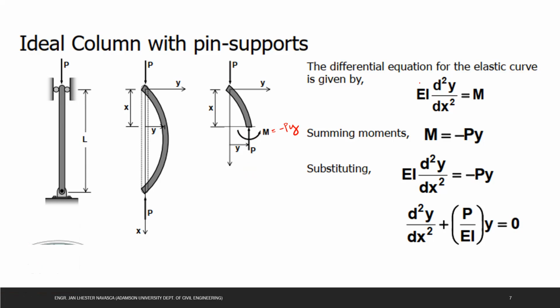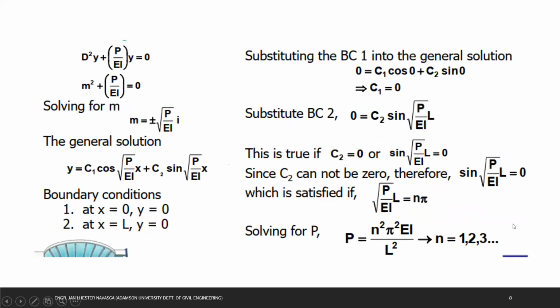Then by strength of materials, your EI d squared y over dx squared is your M, or your moment. And the summing moments is equal to M, which is negative PY. Substituting our value of M in our differential equation of the elastic curve, we have EI d squared y over dx squared equals negative PY. Okay, then divide all terms by the flexural stiffness EI. So we have d squared y over dx squared plus P over EI multiplied by y equals 0. Okay, then we have an auxiliary equation.